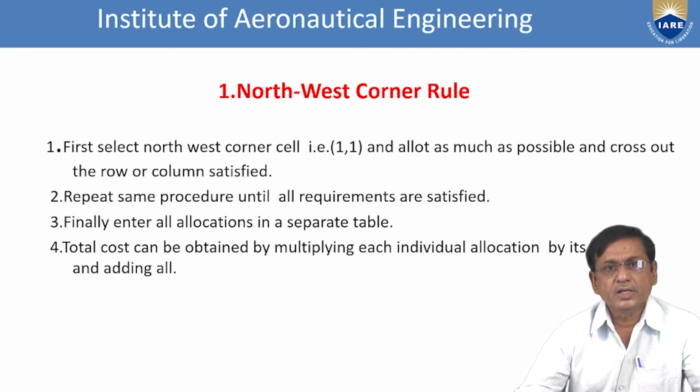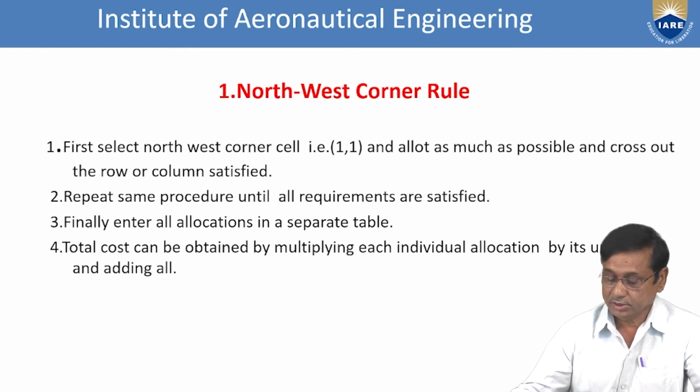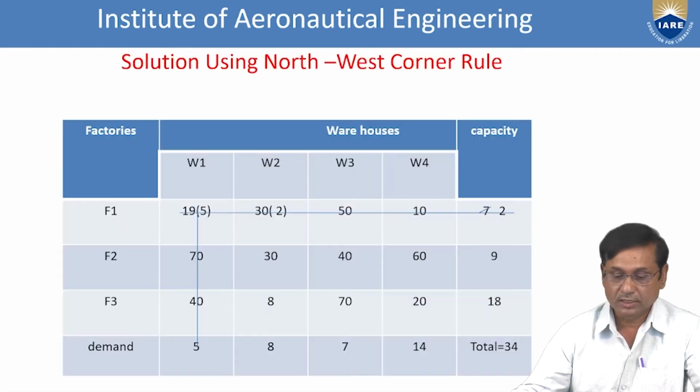Finally, enter all allocations in a separate table. The table gives the final allocations. The total cost can be obtained by multiplying each individual allocation by its unit cost and adding all.